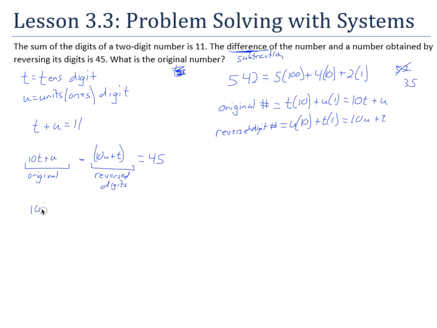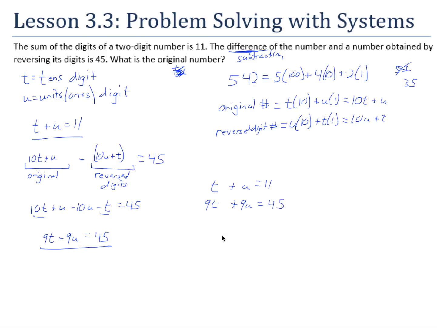We have 10t plus u. We're going to distribute the negative here, so this is minus 10u minus t is equal to 45. We have some like terms here on the left. 10t minus t is 9t, and u minus 10u is negative 9u equals 45. So we are going to look at this equation and this equation. So we have t plus u equals 11. 9t plus 9u equals 45.